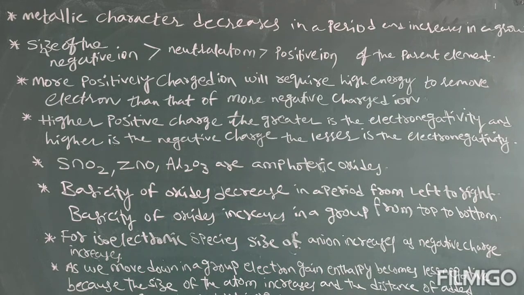For isoelectronic species, the size of the anion increases as the negative charge increases. As we go down in a group, electron gain enthalpy becomes less negative because the size of the atom increases and the distance of the added electron from the nucleus also increases. So these are the cases.